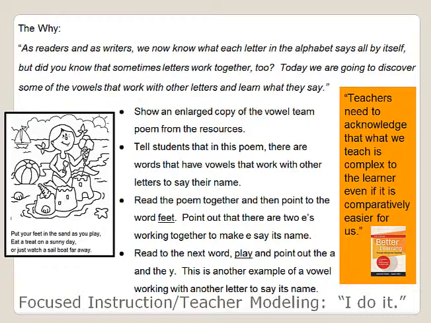Show an enlarged copy of the Vowel Team poem from the resources. Tell students that in this poem there are words that have vowels that work with other letters to say their name. Read the poem together and then point to the word feet. Point out that there are two E's working together to make E say its name. Read to the next word play and point out the A and the Y. This is another example of a vowel working with another letter to say its name.